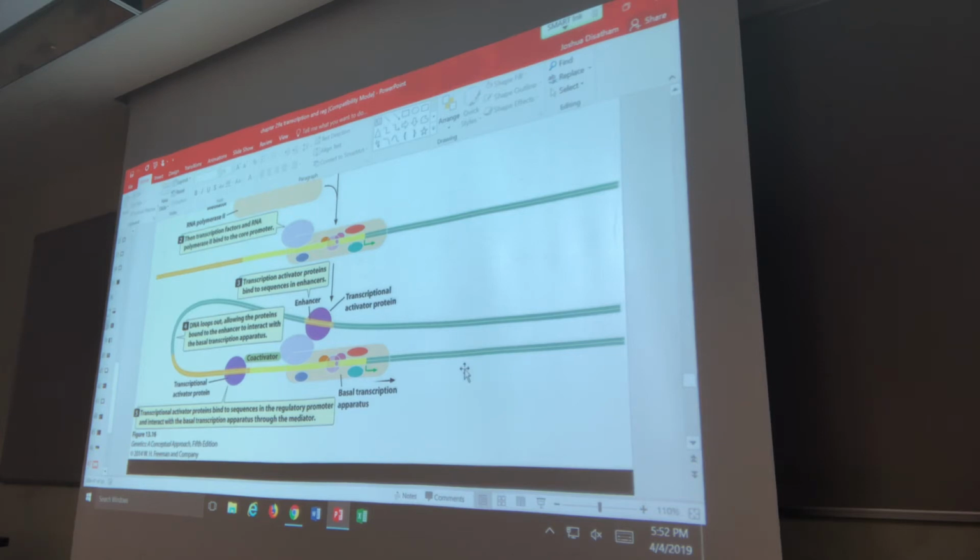Now, eukaryotes are pretty complicated. It turns out that you could have many different transcription factors regulating this gene at different times, at different cellular conditions. Maybe, for example, the cell is exposed to a low oxygen environment. I'm kind of being biased because that's my research.